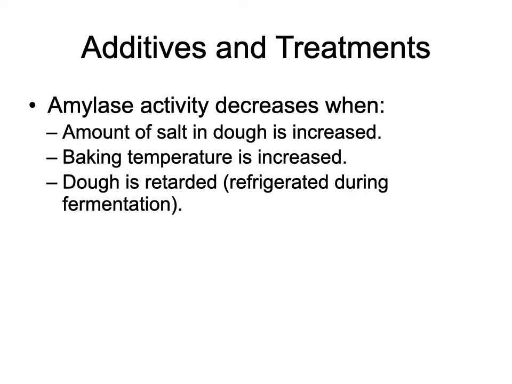Now, for a lot of sourdoughs, we do this. We retard the dough overnight in the refrigerator, and that is basically the proofing stage over a course of 8 to 10 hours in the refrigerator. That will help to limit and just slow down that amylase activity.